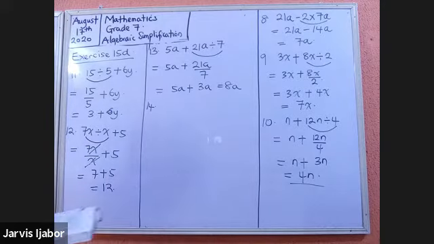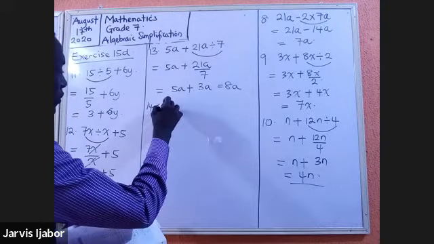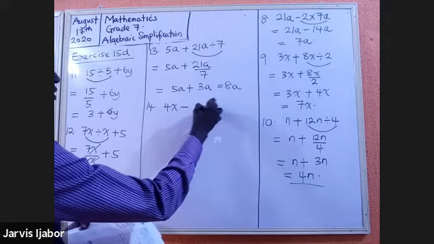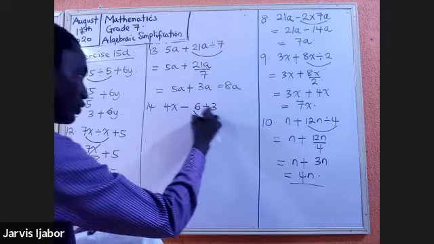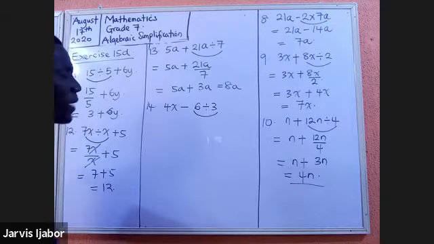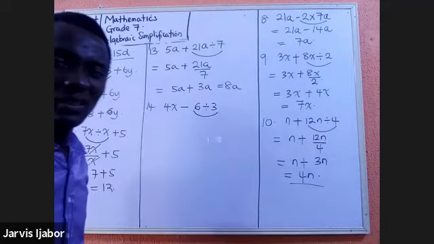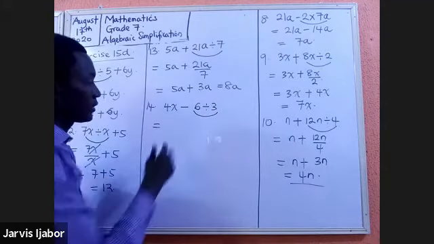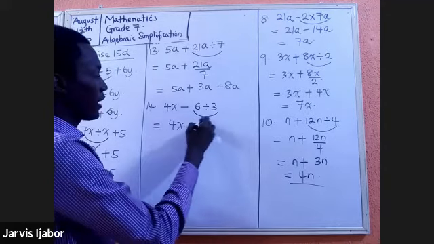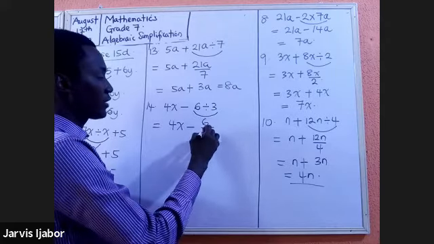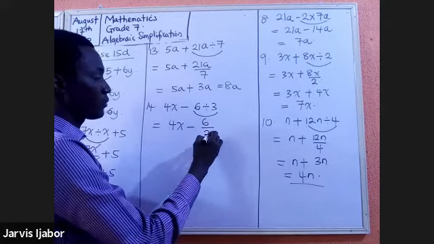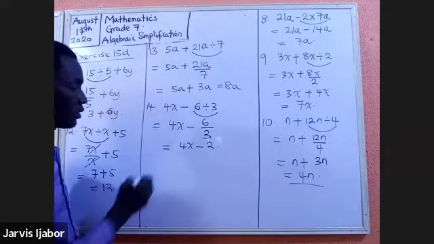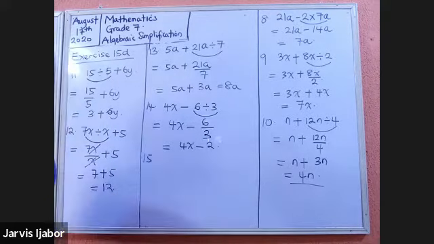Number 14. 4x minus 6 divided by 3. You will do your division first. So it's not about what is written, it's about BODMAS. It's about BODMAS. So that will give you what? 4x minus 6 divided by 2 by 3. 4x minus 2.